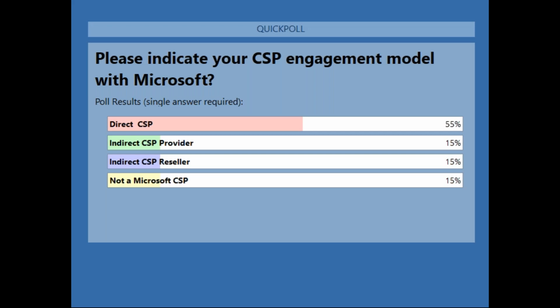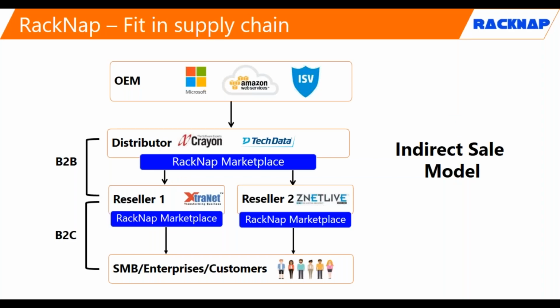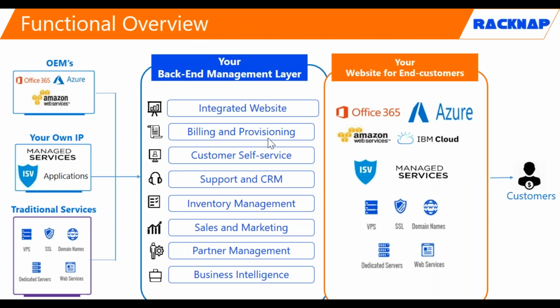Now let's move on swiftly to the other topics we wanted to cover today. If you look at the capabilities in terms of what RackNap currently offers, let me just hide the poll right now so that you're able to see the next screen. If you look at the functional overview of what RackNap can do, RackNap offers a storefront for you as a CSP, whereby you can display your products in the marketplace to be able to sell to your end customers. So RackNap is the service delivery platform helping you to deliver services.